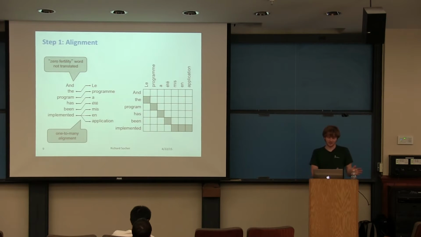Now it goes the other way too, which says you might have some zero fertility words, or words that aren't translated at all. So if you have "and the program has been implemented" in English, and in French you have "le programme a été mis en application," then basically here you have "and" was just not translated in your parallel corpus. And you also have potentially one-to-many alignments. So "implemented" in French is basically "mis en application" in this translation here.